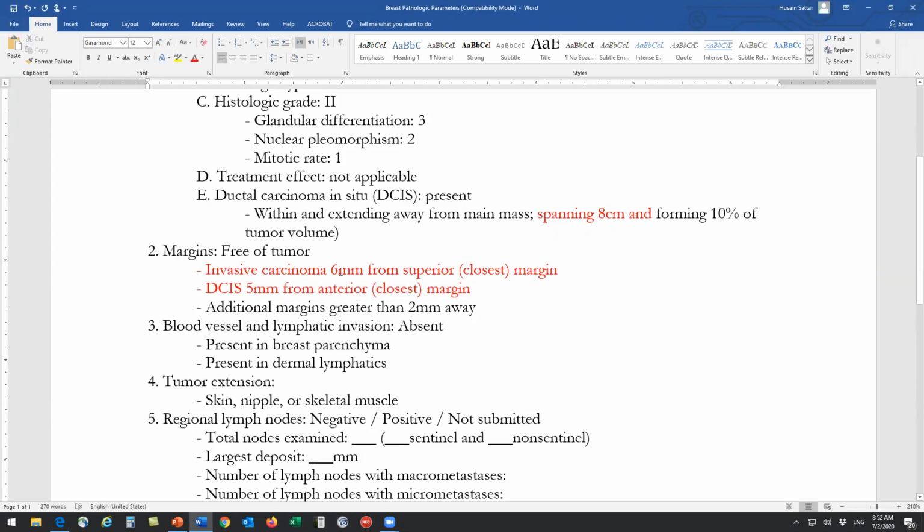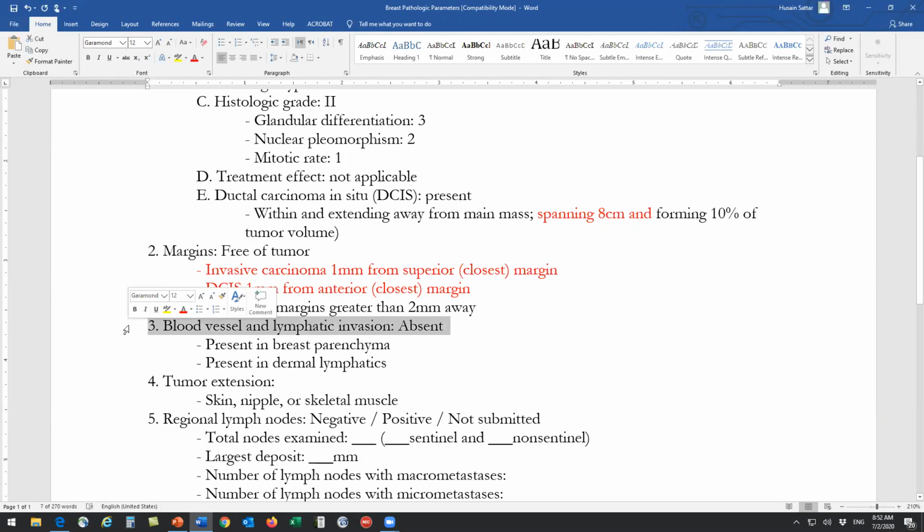If margins are, let's say this is, for example, 1 millimeter, and this is 1 millimeter, we do want to mention that the additional margins are greater than 2 millimeters away. So we do leave that line there to indicate that beyond the superior and the anterior, everything is greater than 2 millimeters away.